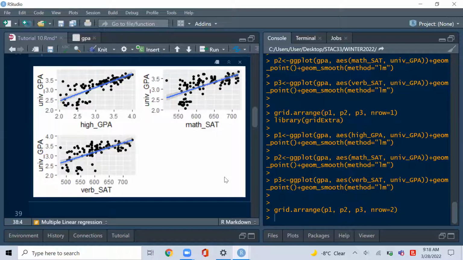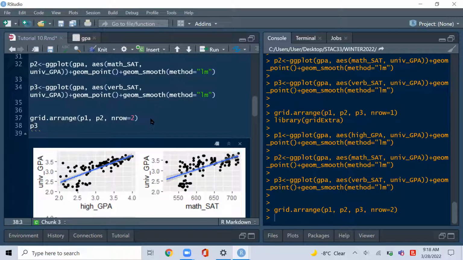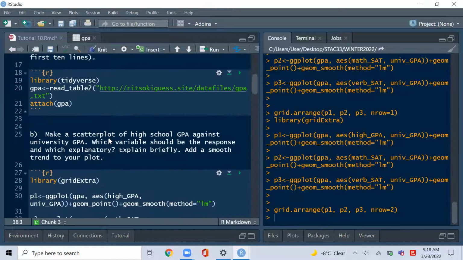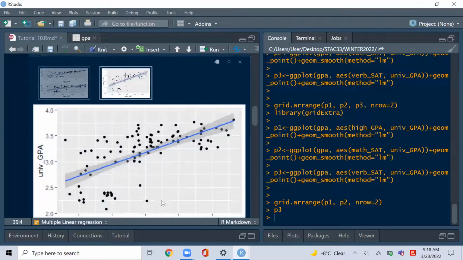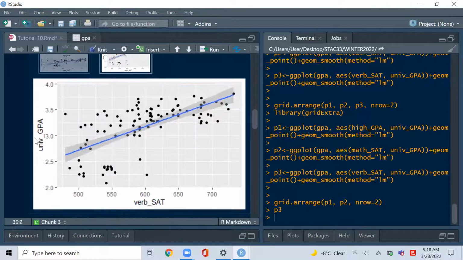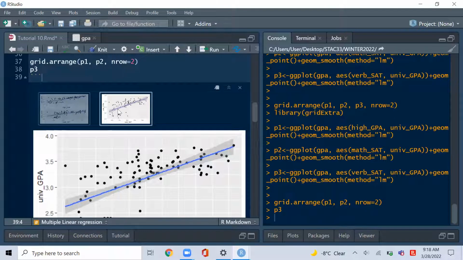I'll just put P3 by itself because it's a bit crowding. I'll do this. If you look at the verbal SAT and math SAT, they look kind of remarkably similar. And if you look at the scatter plot of those two things together, you'll see that.